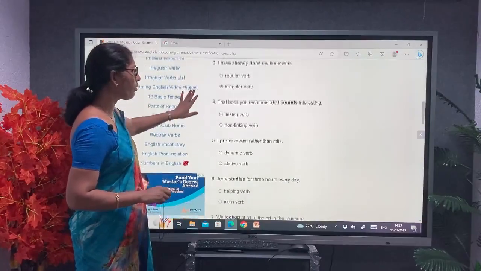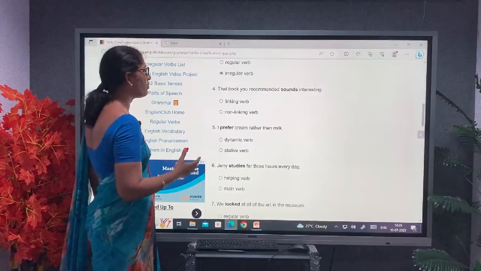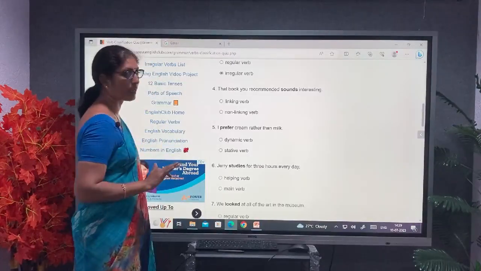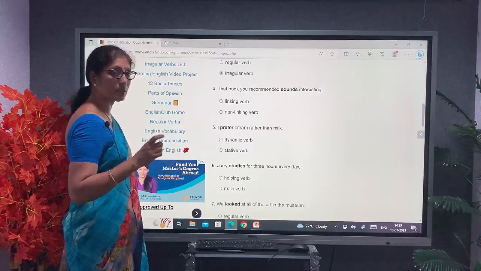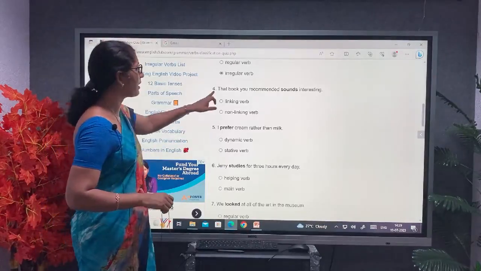Next, that book you recommended sounds interesting. So sounds: is it a linking verb or non-linking verb? Linking verb, which means it adds a complement to the subject. So that verb you recommend.